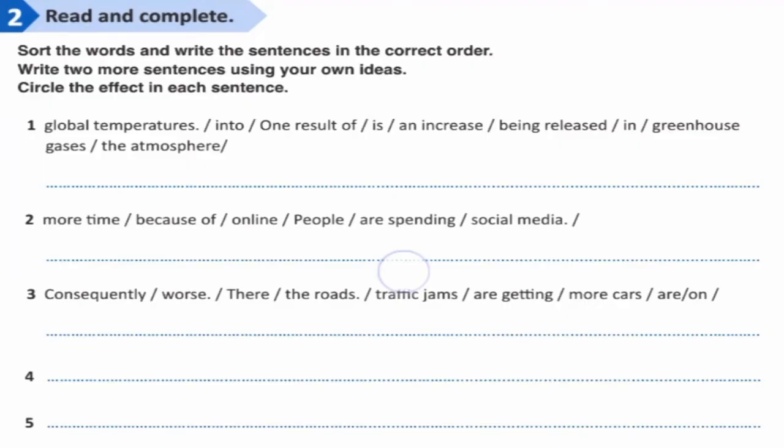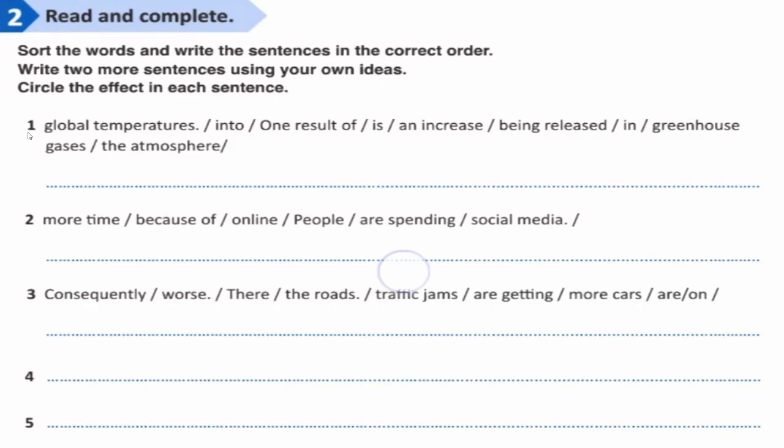Nice. Here we have a more complicated activity. You should sort the words and write the sentences in the correct order. Write 2 more sentences using your own ideas. Circle the effect in each sentence. Concerning this task, write 2 more sentences using your own ideas. This is your homework. You can check it in your Google classwork. And let's do the 3 sentences together. You can stop the video, think a little bit, then check your work.